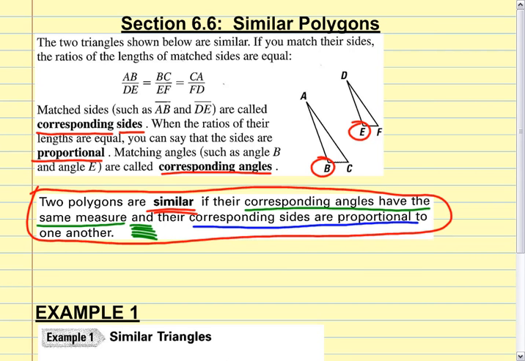The angles have to be the same. B has to be the same measure as E. C has to be the same measure as F. A has to be the same measure as D. The angles have to be exactly the same. The sides form a ratio. Corresponding sides in a ratio are proportional to all the other corresponding sides. Those two things have to be true.